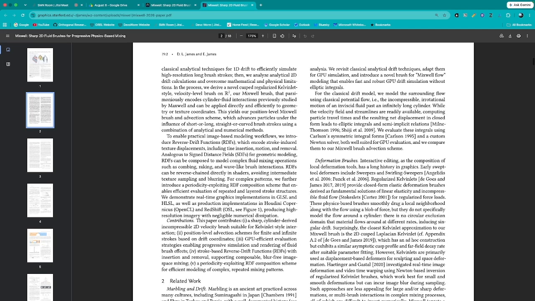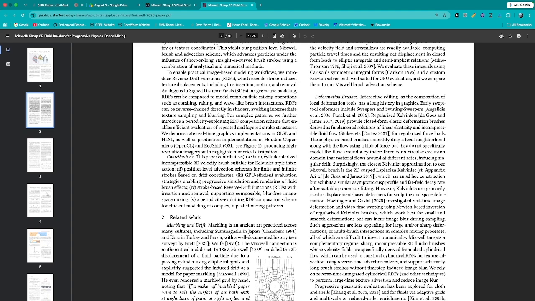Let's see. So they talk about the contributions here. This paper contributes 5 things to the field. The first is a sharp cylinder-derived incompressible 2D velocity brush suitable for Kelvinlet-style interaction. The second is that we have position-level advection schemes for finite and infinite strokes based on drift coordinates. 3, GPU-efficient evaluation strategies enabling progressive simulation and rendering of fluid brush effects.